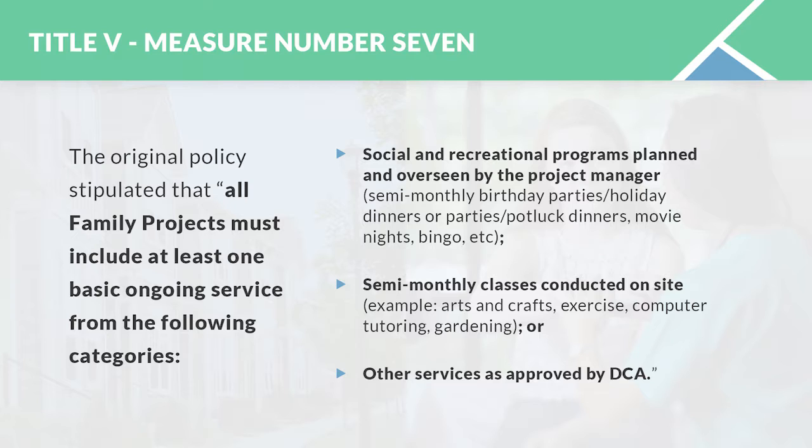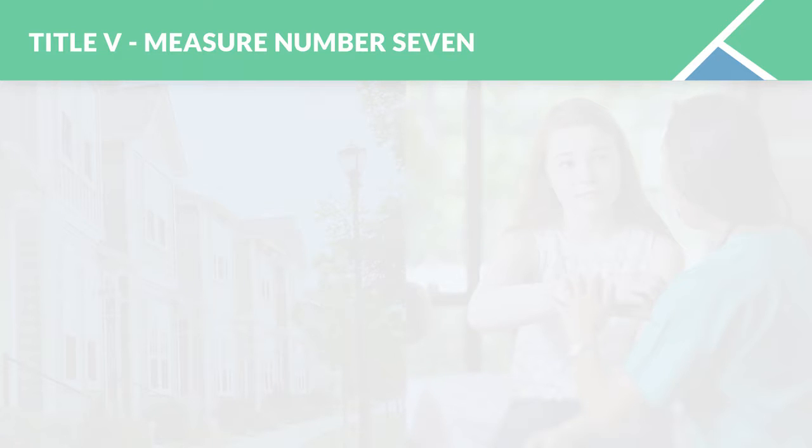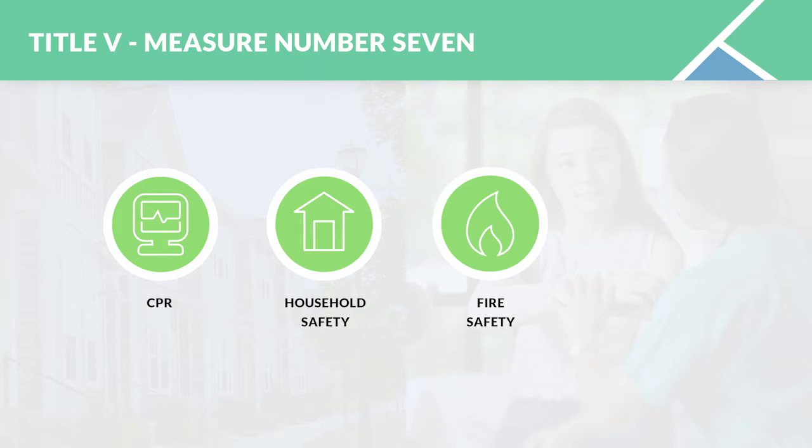The HIA recommended that safety classes be explicitly identified as a way to meet this requirement. Specifically, classes in CPR, household safety, fire safety, or water safety could be included based on the evidence linking injuries to housing conditions. The final policy informed by the HIA included these options, which could lead to reduced injuries and eventually impact the related Title V National Performance Measure.